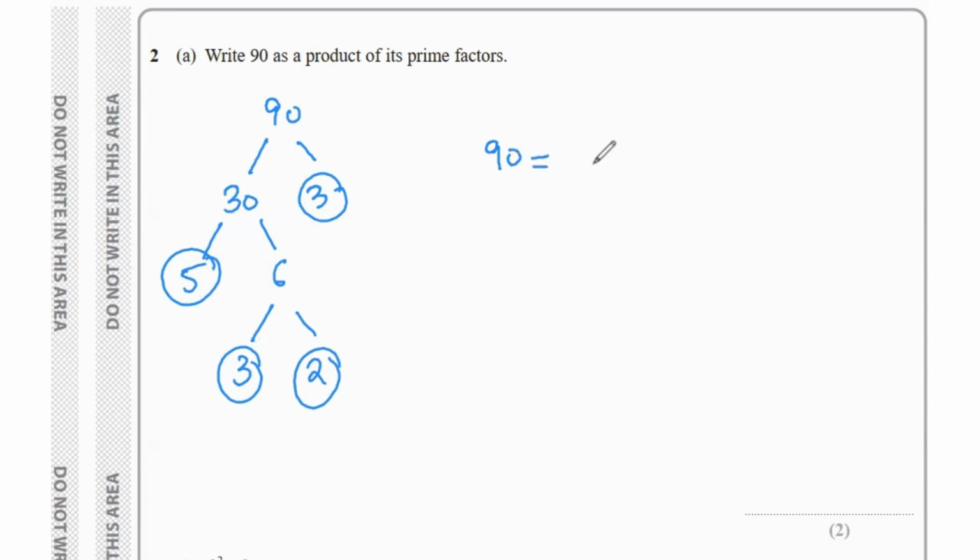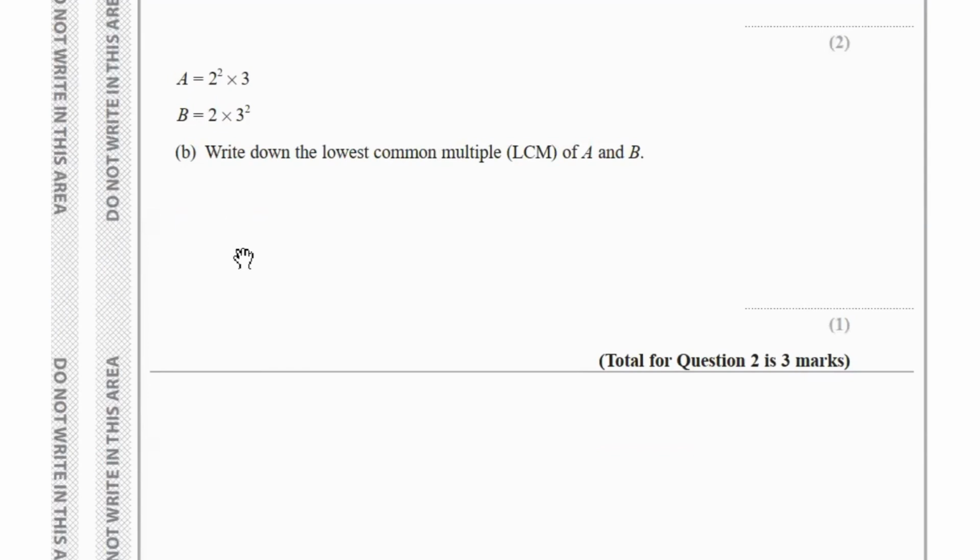So 90 is the same as 2 times 3 times 3 times 5, which can be rewritten as 2 times 3 squared times 5. That is your answer. Then it says A equals 2 squared times 3, B equals 2 times 3 squared. Write down the lowest common multiple, LCM, of A and B.